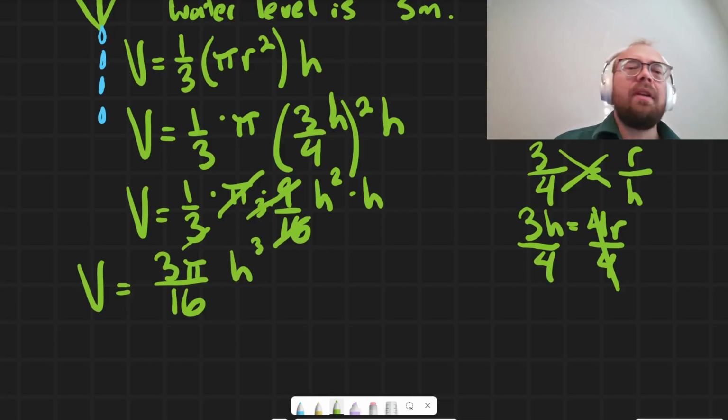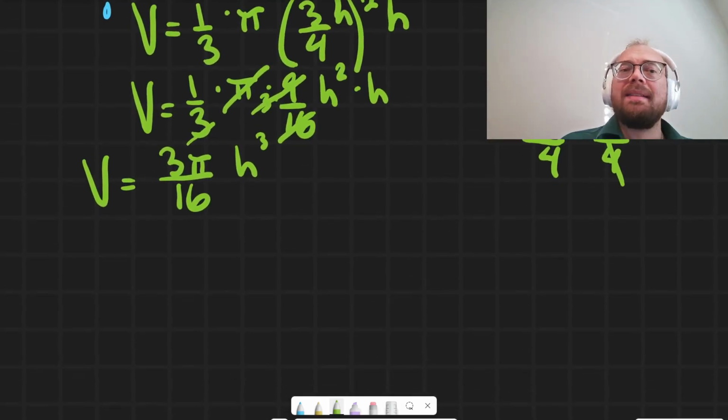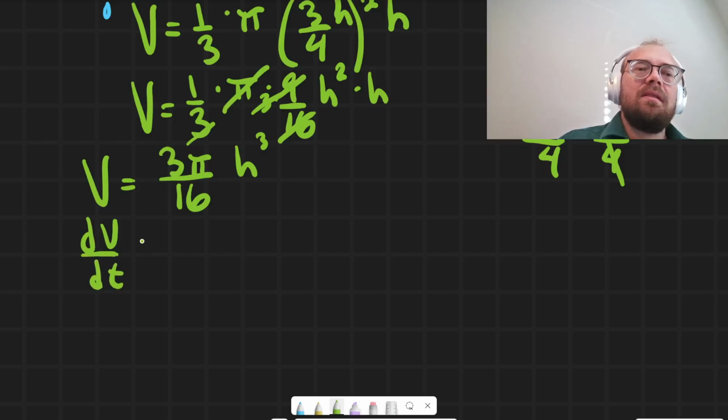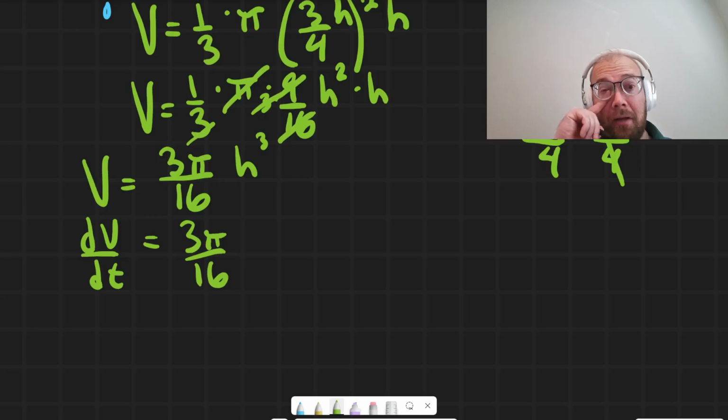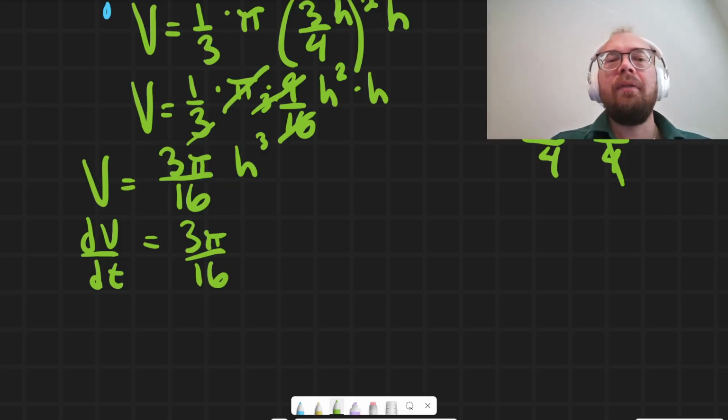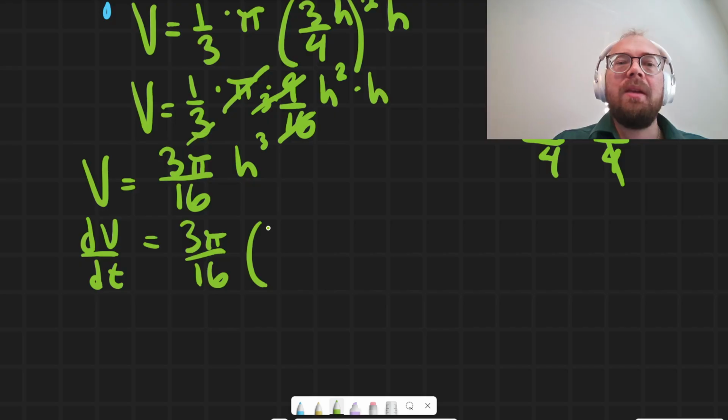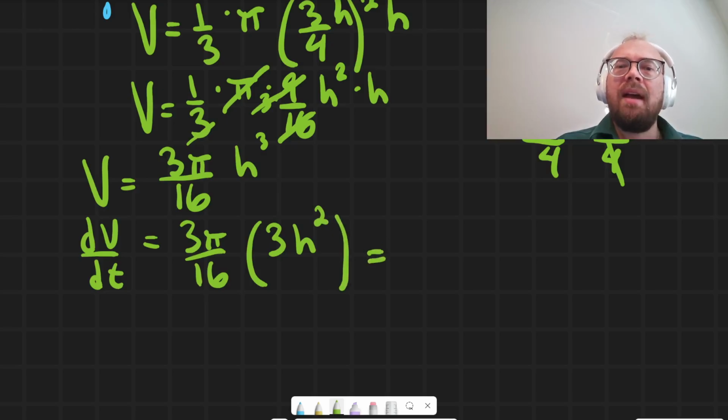Now I can take the derivative. So I take the derivative with respect to time, dV/dt, and then the 3 pi 16ths is a coefficient. It's just going to ride along with the derivative. When I take the derivative of h cubed, it's going to be multiplied by the power and then power minus 1. So now that's going to be 3 times 3 is 9. So that's 9 pi 16ths h squared.